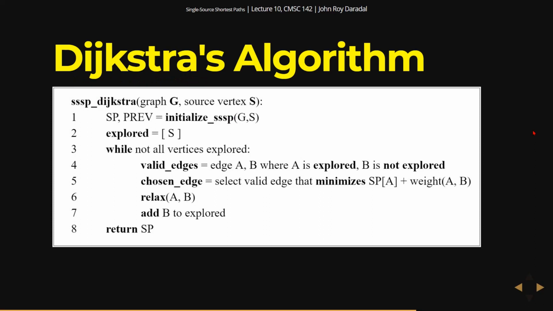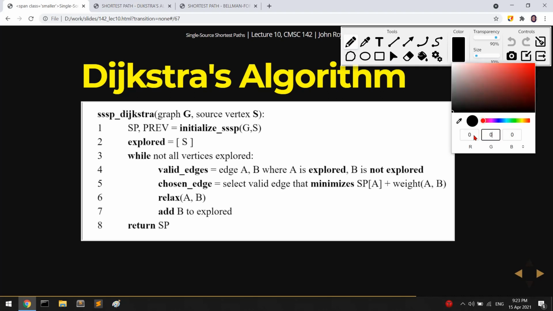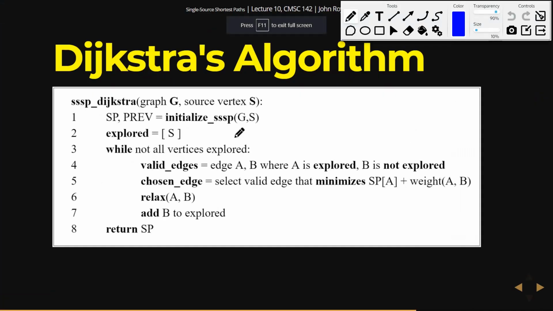As for the analysis of the algorithm, this first part will run in O of n, because you're initializing the SSSP values of SP and prev for all vertices. And then this while loop also runs in O of n, because you're doing this while not all vertices are explored. That means all vertices will have to be explored, so that would be O of n at most.